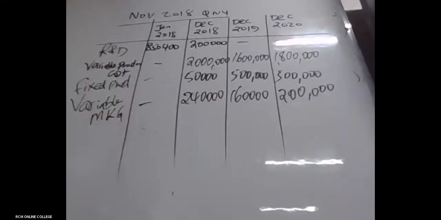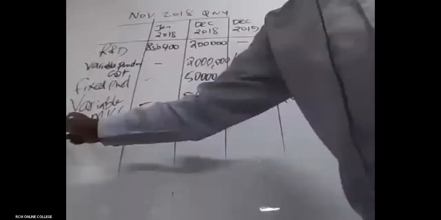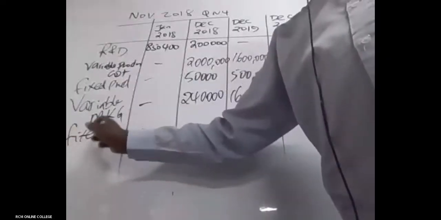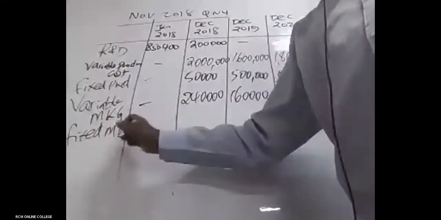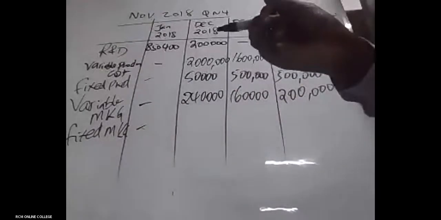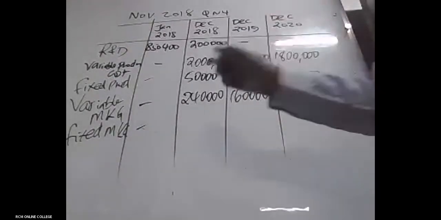Very good. So after that, we have total what here, somebody? So that is fixed marketing cost. Kuna fixed cost mingi, eh? So fixed marketing cost. Unaandika namna hiyo. Fixed marketing cost. So fixed marketing dash there. The fixed marketing we can see 200.